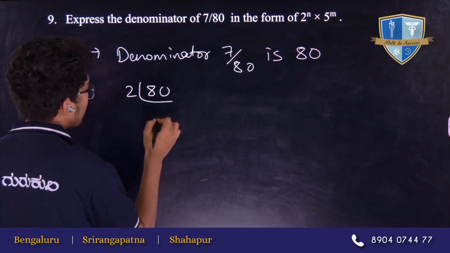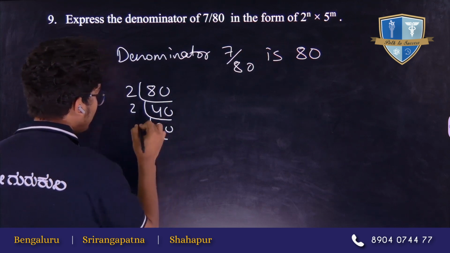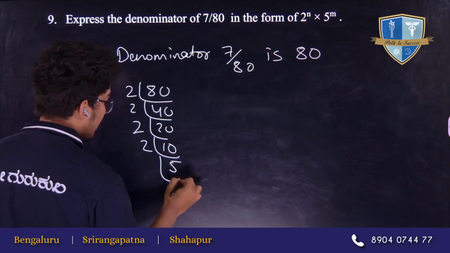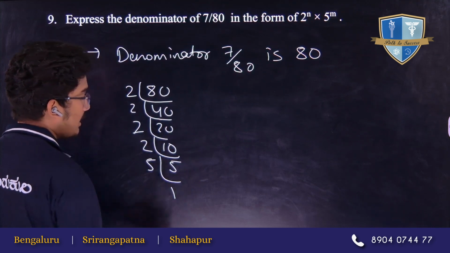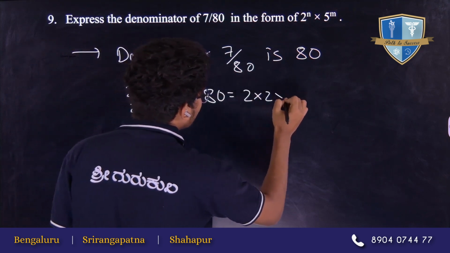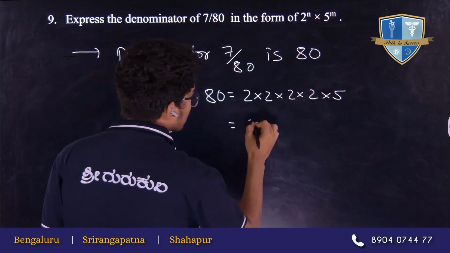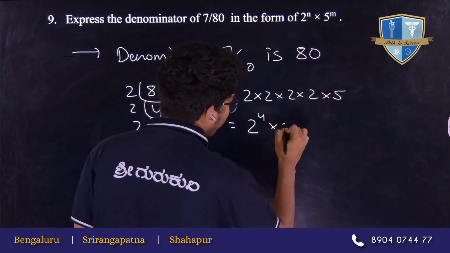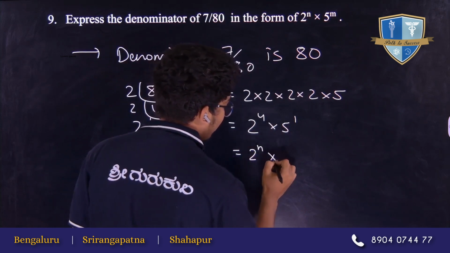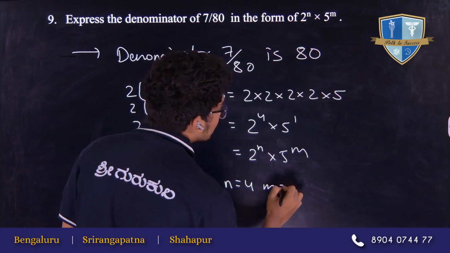80 is divisible by 2 and we will get 40, and divisible by 2 again we will get 20, divisible by 2 again we will get 10, again we will get 5, and divisible by 5 we will get 1. So 80 can be expressed as 2 into 2 into 2 into 2 into 5, which is actually equal to 2 to the power 4 into 5 to the power 1. Yes, this is in the form of 2 to the power n and 5 to the power m, where n is equal to 4 and m is equal to 1.